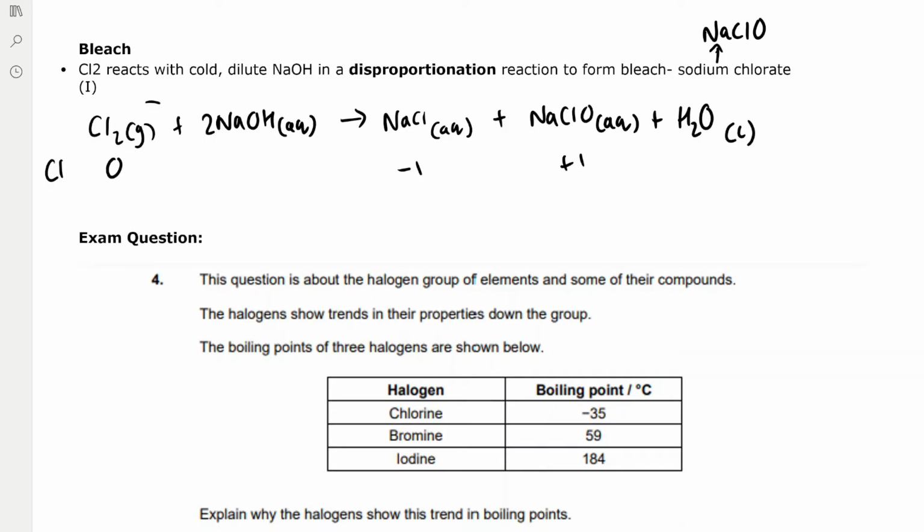Then with bleach manufacturing, chlorine reacts with cold dilute sodium hydroxide in a disproportionation reaction to form bleach, which is sodium chlorate 1. So again, that chlorine atom has an oxidation number of +1. And you can see that we have an equation. So chlorine reacts with 2 molecules of NaOH to form sodium chloride and sodium chlorate 1, as well as water. And chlorine goes from 0 in Cl2 to -1 in NaCl and +1 in NaClO, so it's disproportionation.